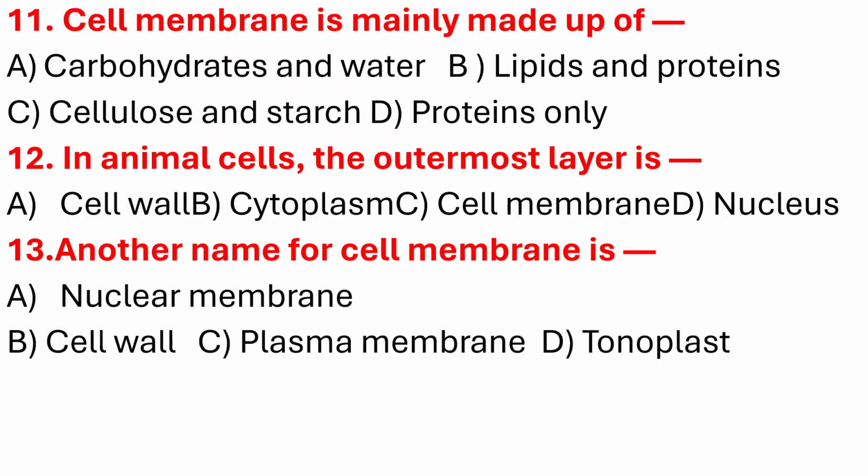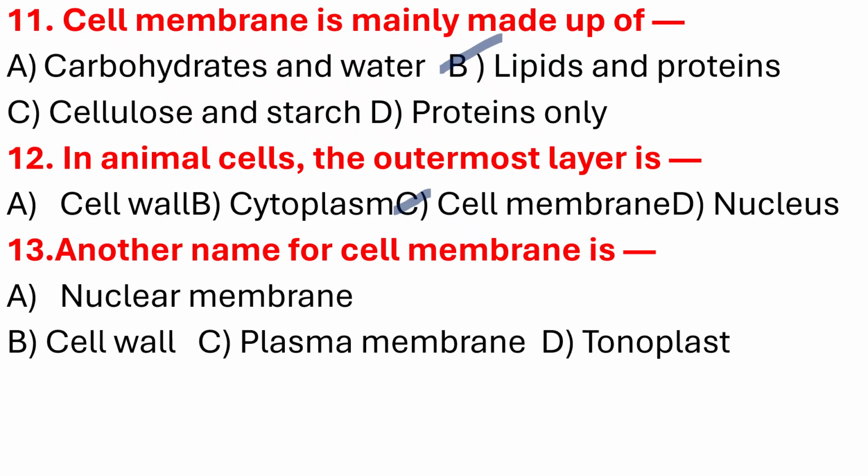Cell membrane is mainly made up of carbohydrates and water, Option B, lipids and proteins, Option C, cellulose and starch, Option D, proteins only. Lipids and proteins. In animal cells, the outermost layer is cell wall, cytoplasm, cell membrane, nucleus. In animal cells, the outermost layer is cell membrane. The cell membrane is mainly made up of lipids and proteins.